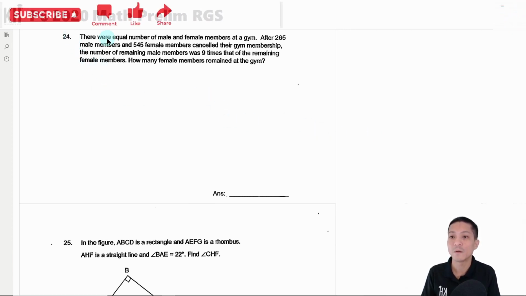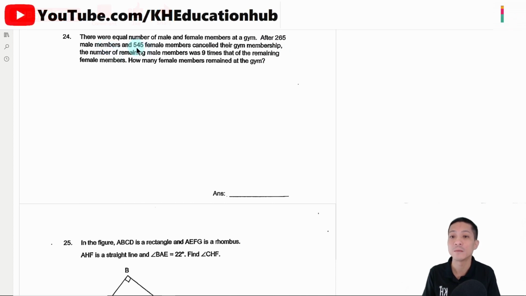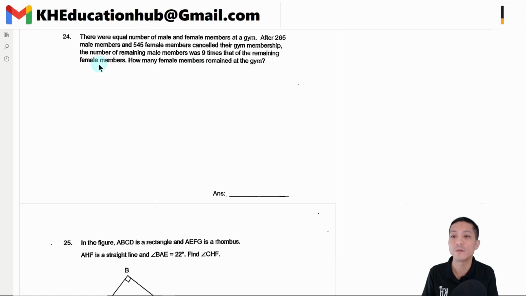Question 24. There were equal number of male and female members at the gym. After 265 male members and 545 female members cancelled their gym membership, the number of remaining male members was 9 times that of the remaining female members. So how many female members remain at the gym?